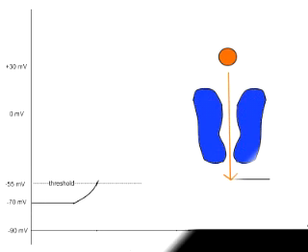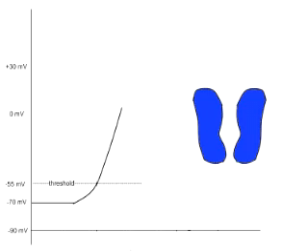This allows many sodium ions to rush into the cell, depolarizing it even further, until it reaches around positive 30 millivolts.